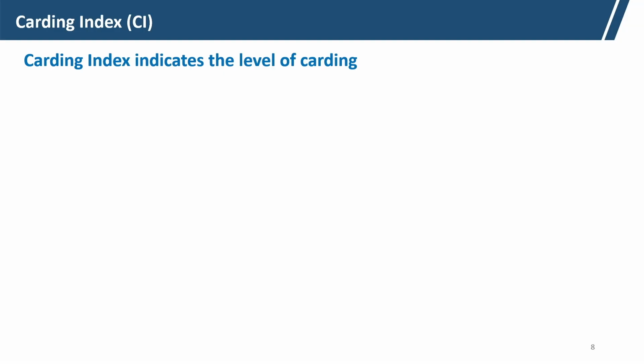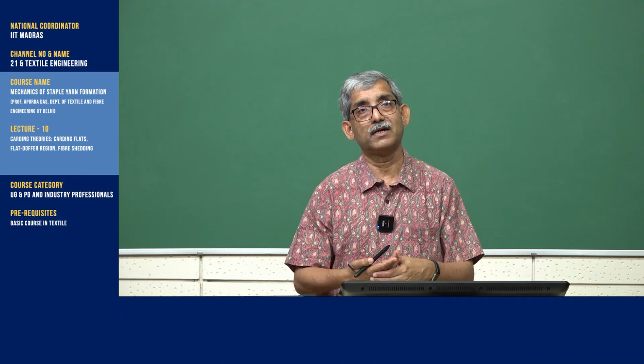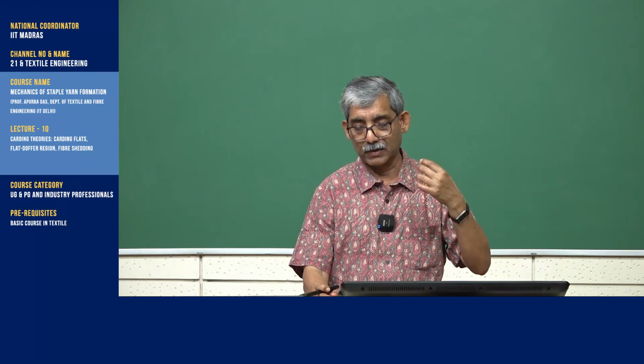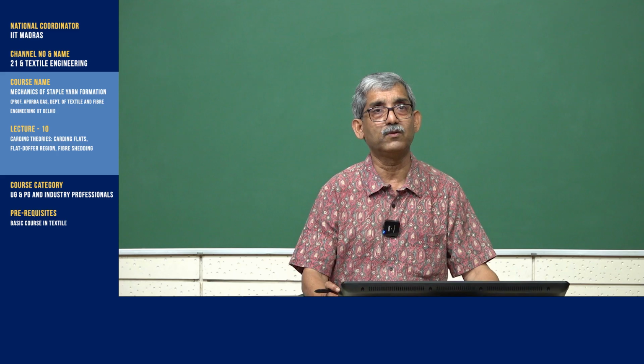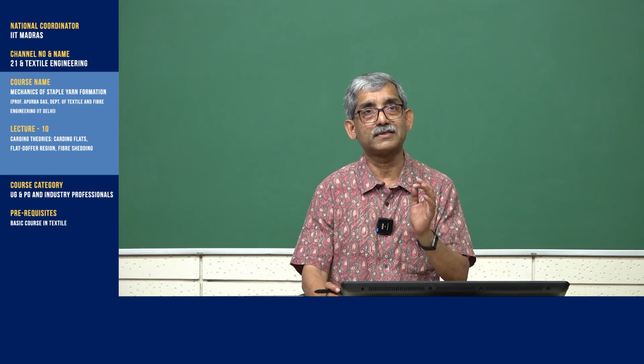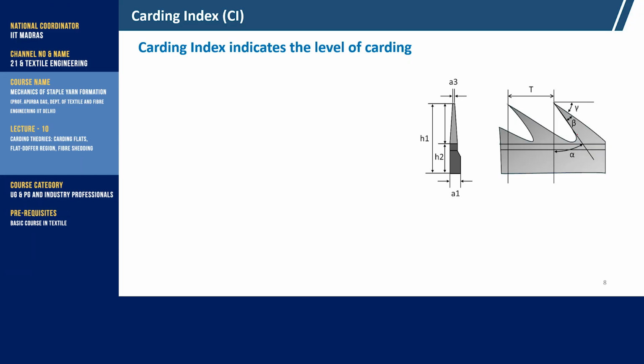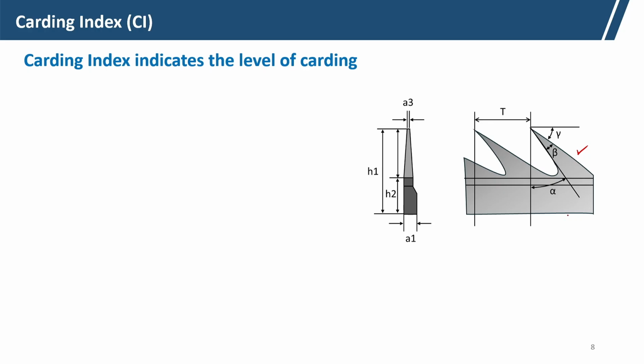So, carding index. What is carding index? It indicates the level of carding. During carding we must assess how much carding has taken place. So, by the term carding index we can evaluate, we can assess the level of carding. So, these are the pins, suppose cylinder pin, the side view, these are orientation. So, angle of orientation we can get here, and at the side view here.